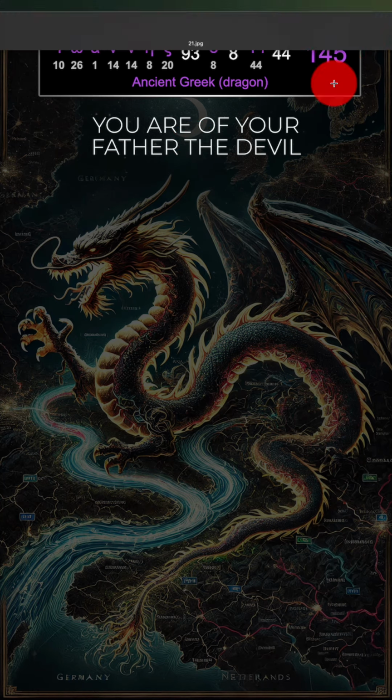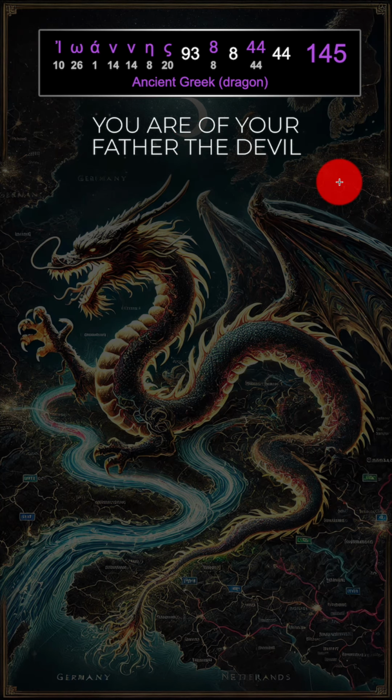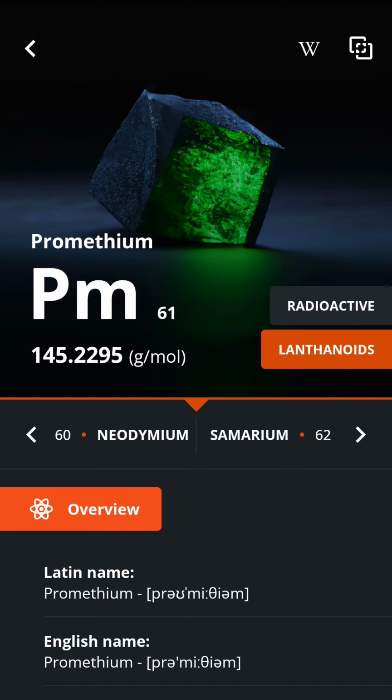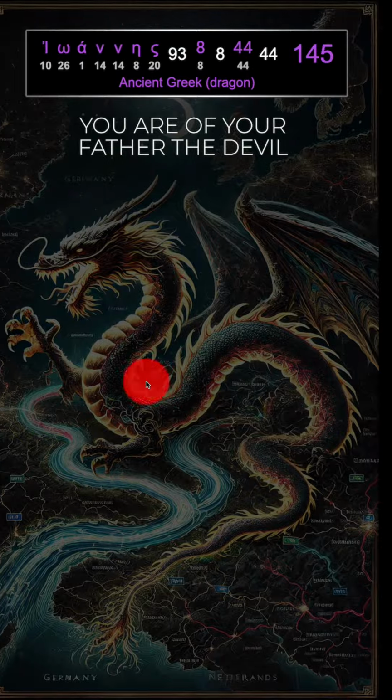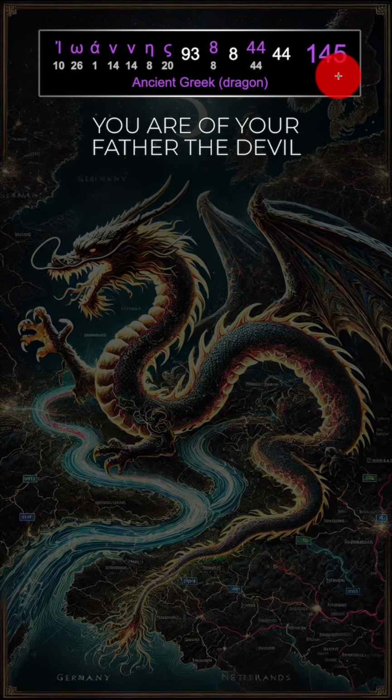In this 145, I can connect it right to Prometheus, because Prometheus, the 61st element, has that 145. Prometheus is the Titan who stole fire and gave it to humans. Prometheus is also known to mold men from clay. He is said to have made human beings. So that fits into the context of this. That he made human beings.